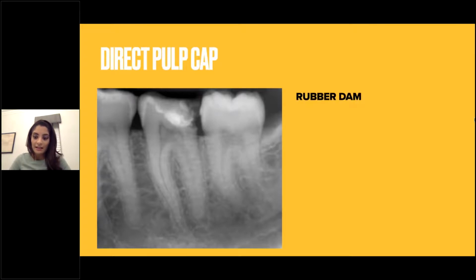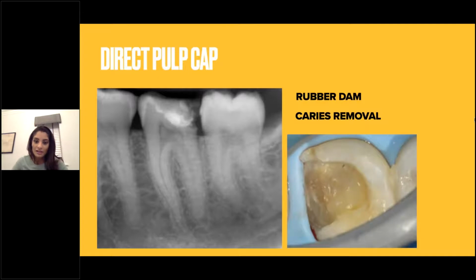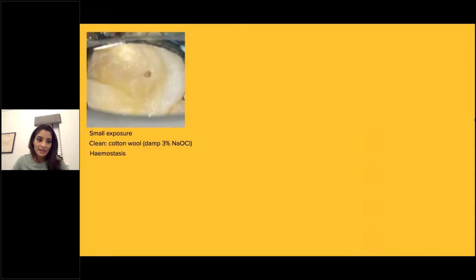So first thing, again, making sure that you've got a rubber dam in place. Then removing the caries, very similar to what we did before. And this is after the caries removal. Unfortunately, after this, there was a small exposure. You can see here, there was a small exposure that's occurred. Initially, this was bleeding, but when we do direct pulp caps, what we want to do is make sure that we've got good hemostasis before we put a pulp capping material over it.